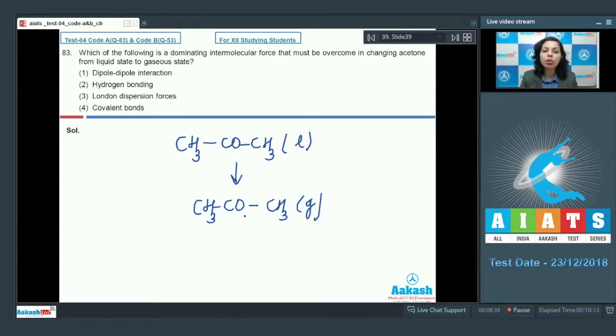If we talk about hydrogen bonding, that is not present in this case. Even if you break the covalent bond, this whole molecule would not exist. It means there is no chance of conversion of liquid state to the gaseous state, because we only want to change the state. We don't want to break the bonds. That's why this 4th option is also not correct. So only the first option correctly represents your answer. That's option 1.